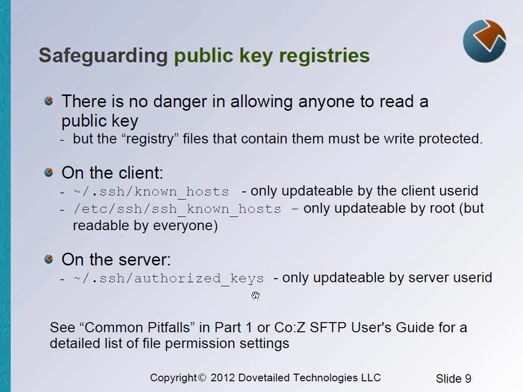If you recall, there was a slide in part 1 called Common Pitfalls, and one of the pitfalls is not having these files set up with the right permissions, because OpenSSH, if they're not set up with the right permission bits, won't even allow you to use them. It'll just ignore these files. In particular, with authorized keys, sometimes people step in that pitfall. So look at that slide in the first presentation. It gives you all of the detailed permission settings for these files.